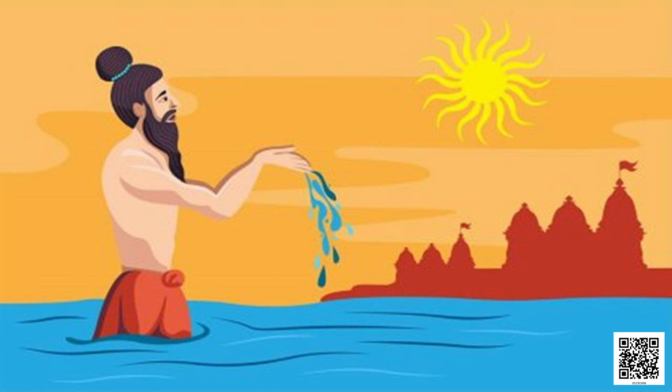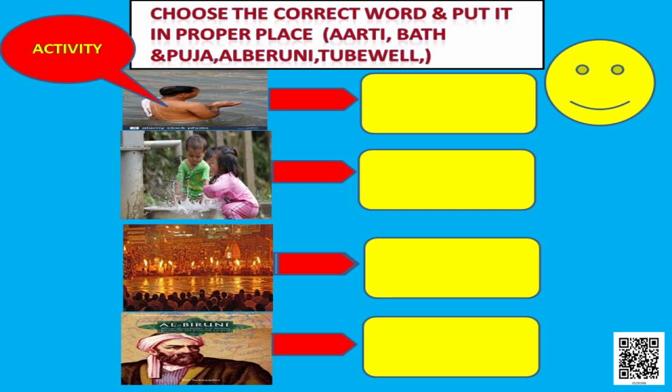Before going to the next, let us have an activity. Okay. So here, from the pictures you can see, choose the correct word and put it in the proper place. Given in brackets are Aarti, Bath and Puja, Alberoni and Tubewell. In the left column some pictures are given in a small form, and on the right-hand side some square boxes are there. There you have to identify and write what it is.